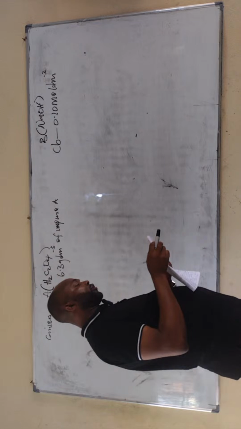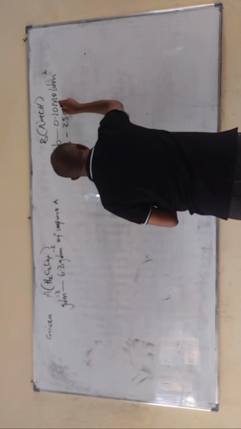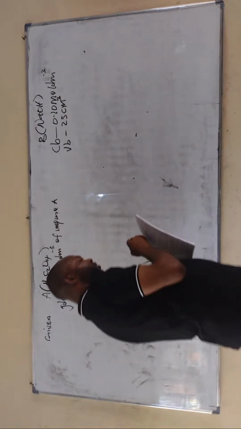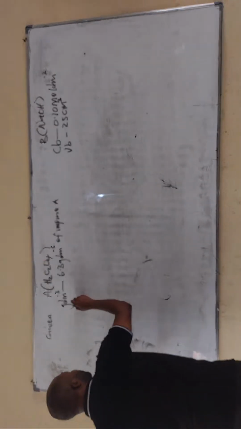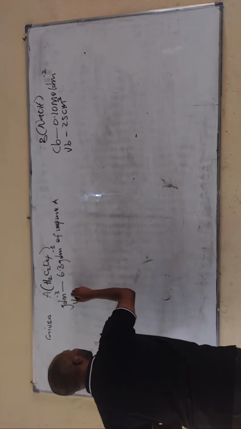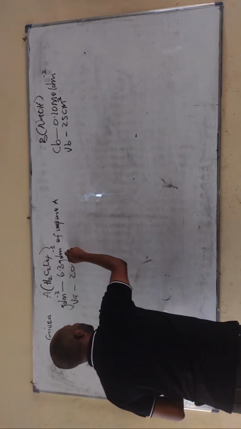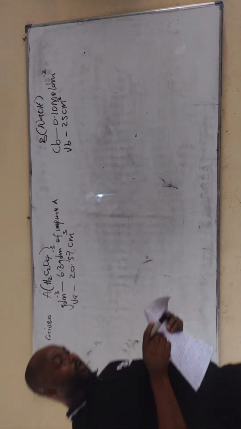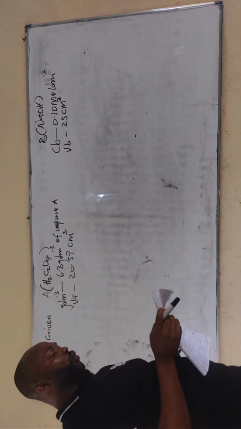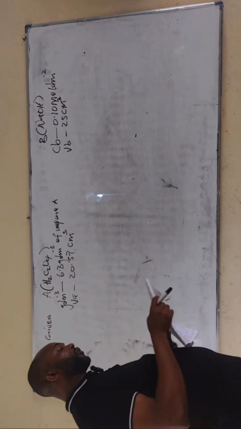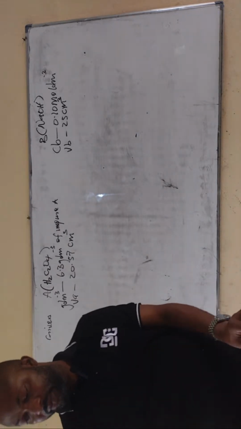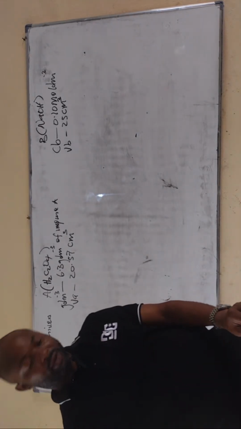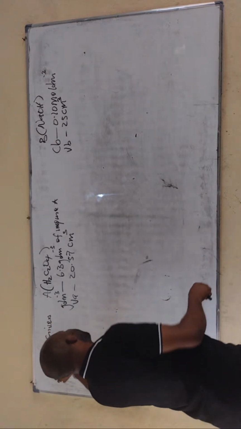Sodium hydroxide, still the same there. 25 of solution B gives, so volume of the base is 25 cm cube. They said that reacts to give us 20.57. Volume of the acid is 20.57 cm cube of A for complete reaction. We should calculate the concentration of A in mole per dm cube.